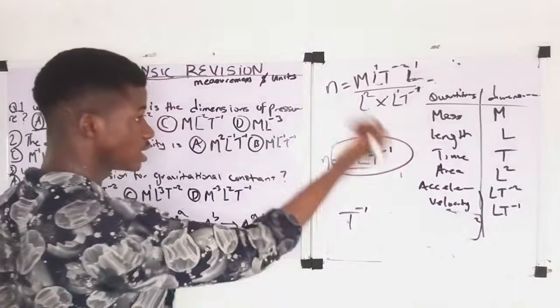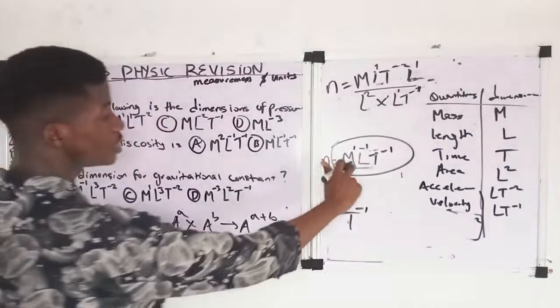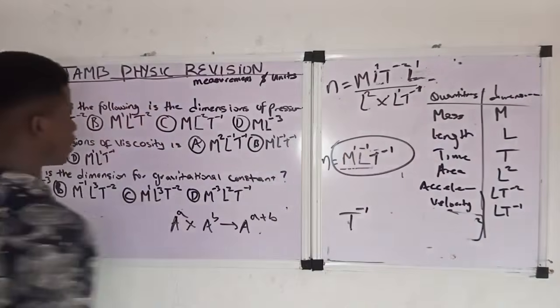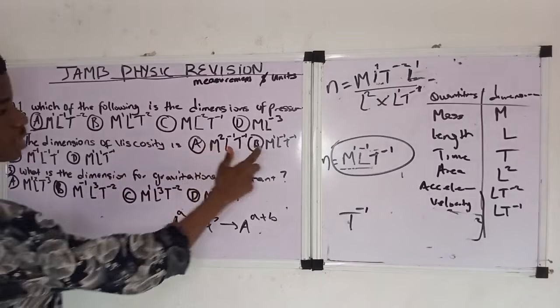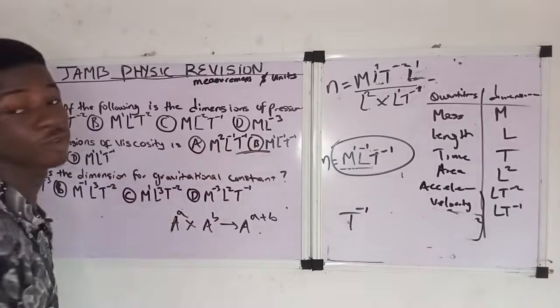When M is standing alone, it's still the same as M raised to the power 1, right? So it's M1 L raised to the power minus 1, T raised to the power minus 1. So the answer here is B. Okay, so this is the dimension for viscosity.